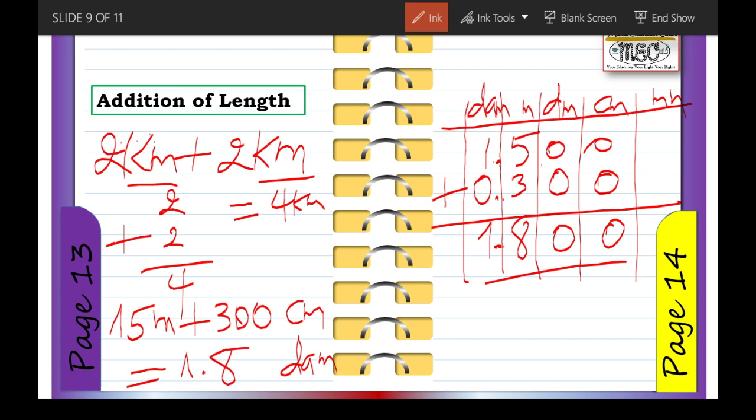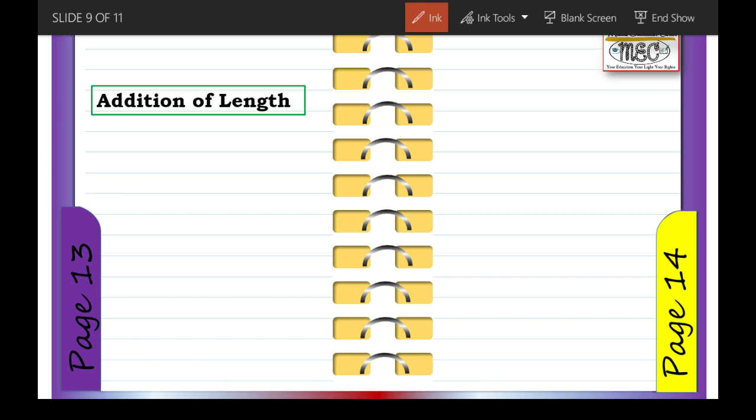If you don't convert, you will not have the correct answer because you cannot add meters to centimeters. So when the units are different, please first convert them. There is another example that I want you to focus on. What do you do when you are given 2 kilometers?